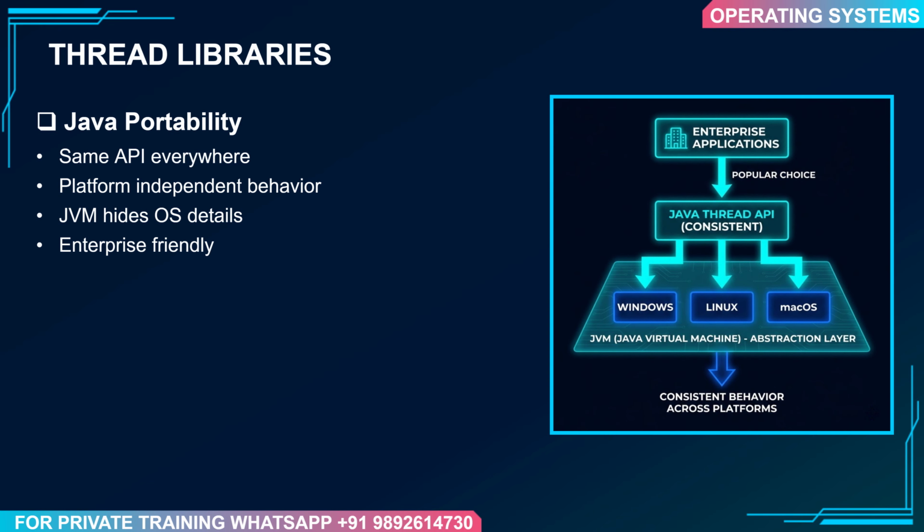Another important point is portability. Java threads behave consistently across different platforms. Whether your program runs on Windows, Linux, or macOS, the Java thread API remains the same. The JVM hides the platform specific details. This makes Java very popular for enterprise applications where portability matters.